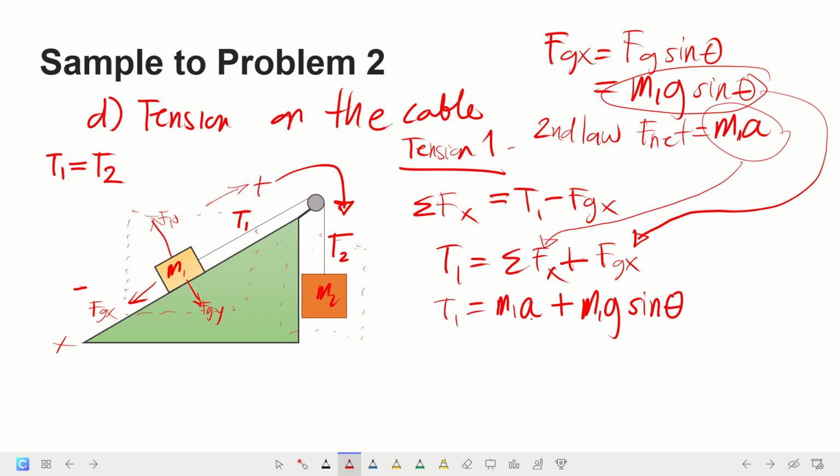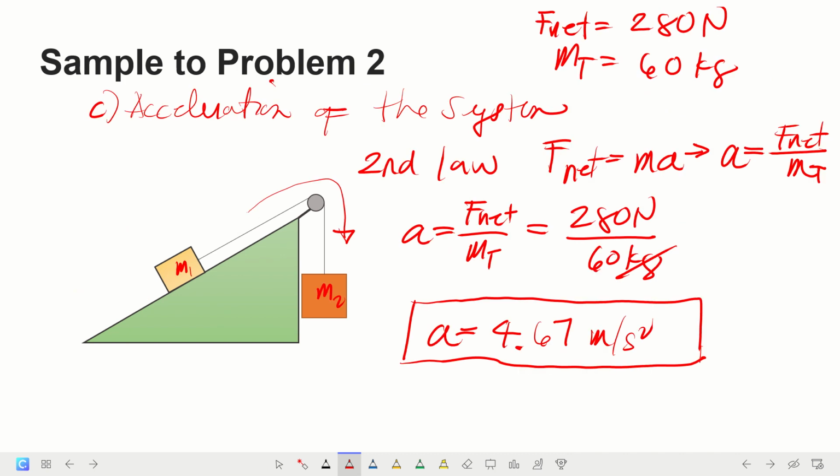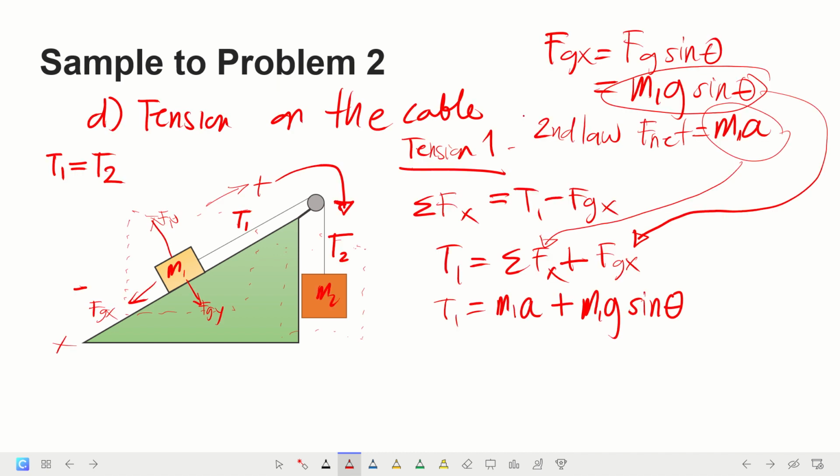From our solution C, our acceleration is 4.67 meter per second squared. So the acceleration of our system, A, is equal to 4.67 meter per second squared, and mass 1 is equal to 20 kilograms. We can substitute this into this equation. And again, the angle is 35 degrees.